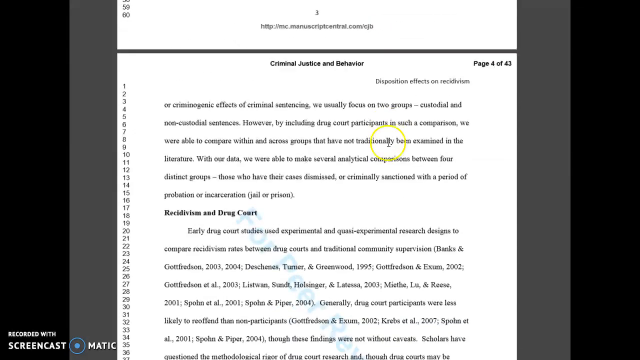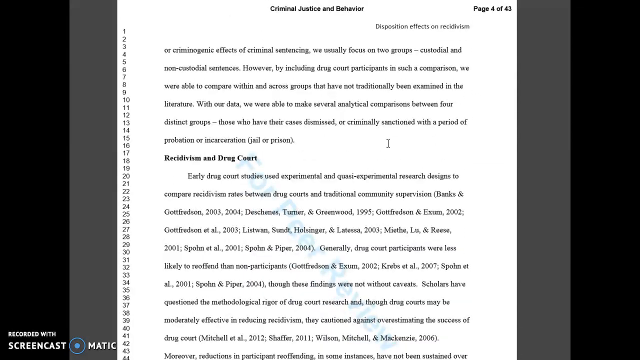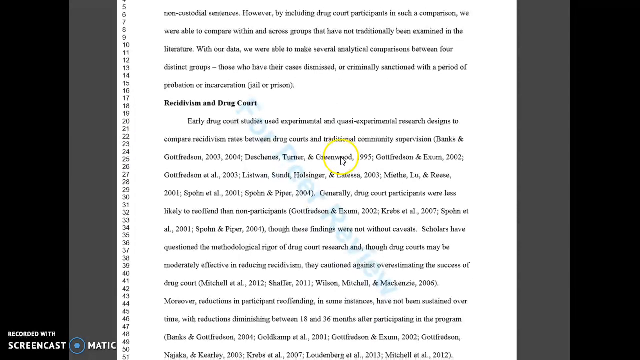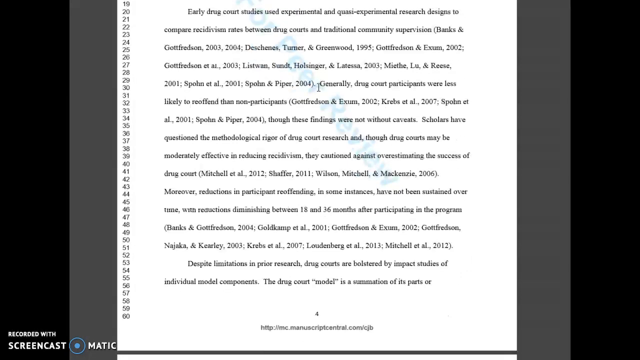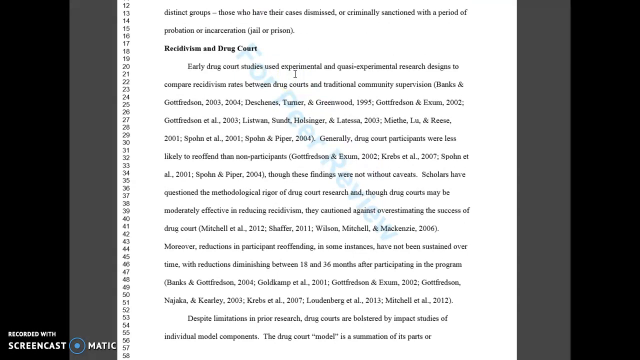So moving through the introduction, we then come across our review of the literature. Now, some research articles are going to have it in bold, where it's going to say review of the literature or literature review. Here, you notice myself and my co-authors just start in on addressing recidivism and drug court participation. So we move through that literature so you can see what's been done. As a reader, you can see the previous research done on drug court participants and their proclivity to recidivate.